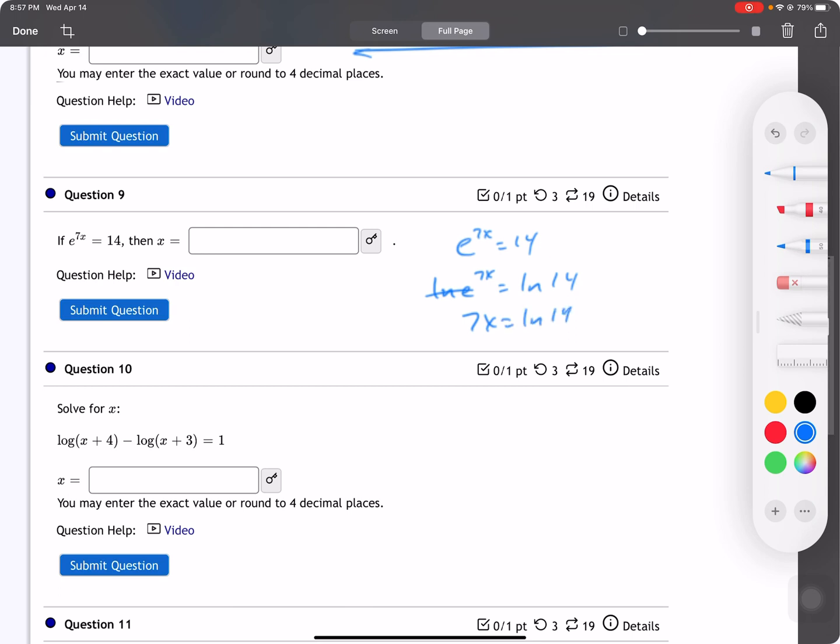As we practice this in class, we're going to type this in our calculator, and then we're going to divide this by 7. So x is equal to ln of 14 all over 7. Not 14 divided by 7, the natural log of 14 divided by 7. And that'll be the answer here.